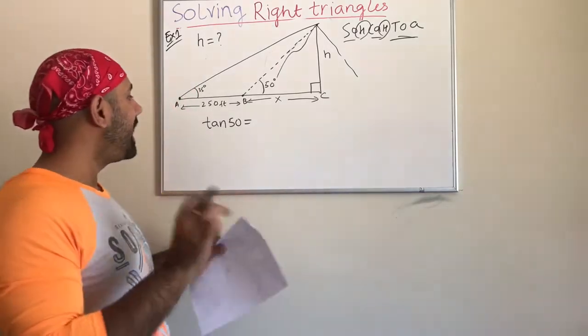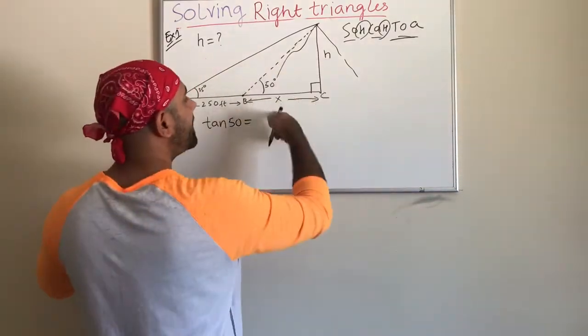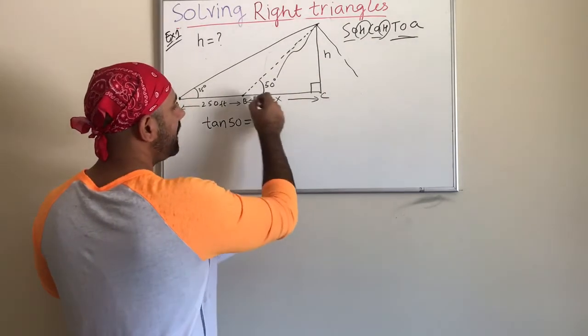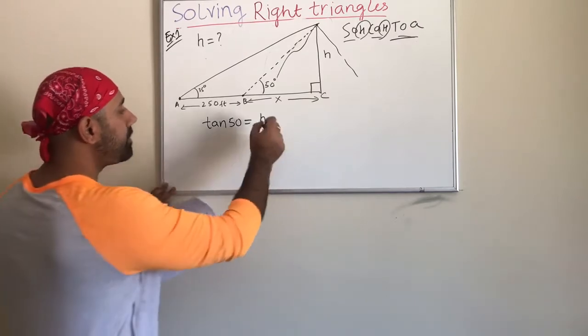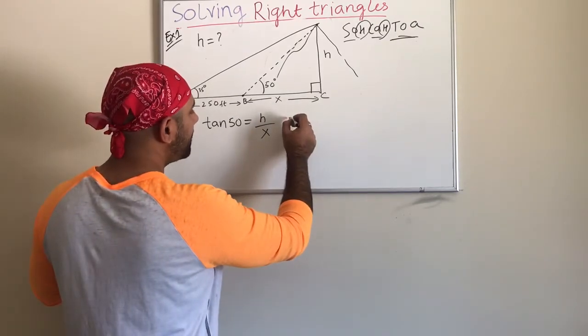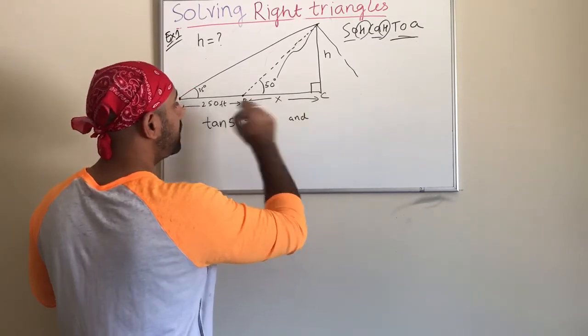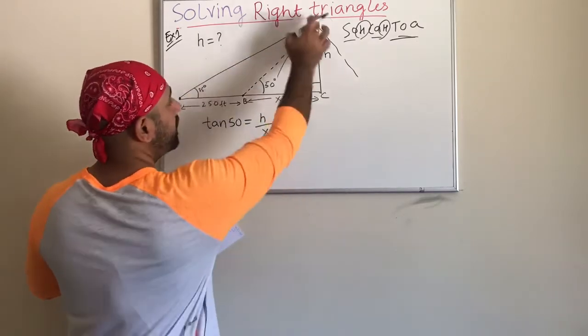For the smaller triangle, tangent of 50 we know is opposite over adjacent. What is the opposite? h. And what is the adjacent? Just the x. Okay, so I just wrote this equation. From here, let us also write the other equation for the tangent of the other angle, which is for the bigger right triangle.